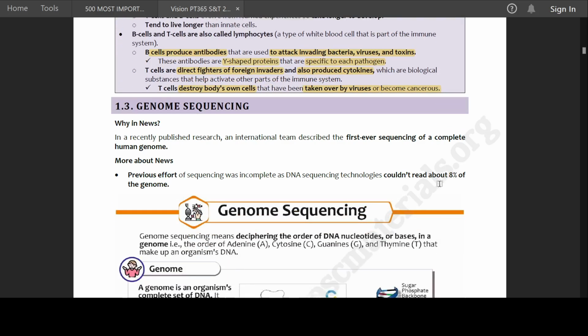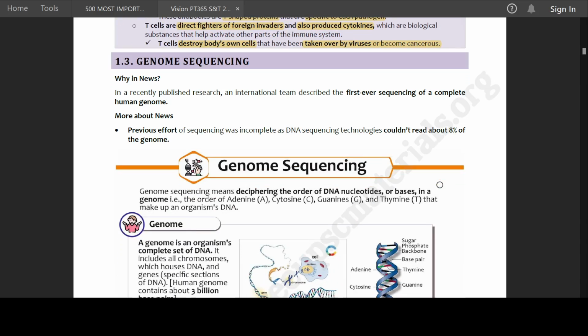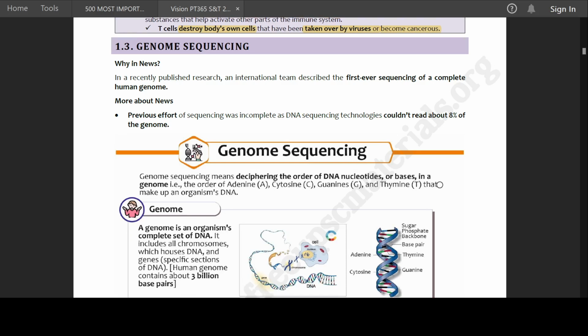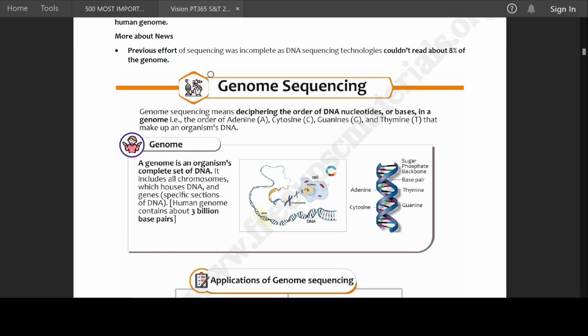Genome sequencing. In a recently published research, an international team described the first ever sequencing of a complete human genome. Okay. Let's see about genome sequencing. Genome sequencing means deciphering the order of DNA nucleotides or bases in a genome, in order of adenine, cytosine, guanine, and thymine, that make up an organism's DNA.